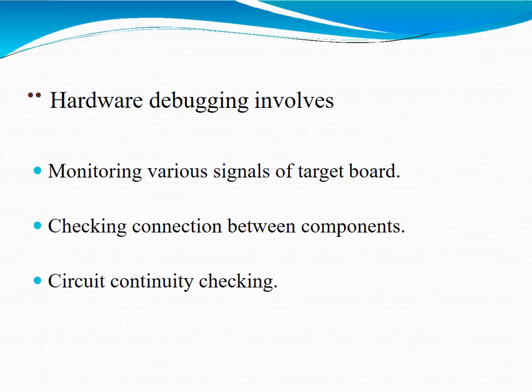We are going to see target hardware debugging, which involves monitoring various signals, checking the connections between the components, and checking circuit continuity. These are the major essential components. If these parameters are working, it will lead to a 100% successful embedded system. That's why the hardware debugging process is very essential.